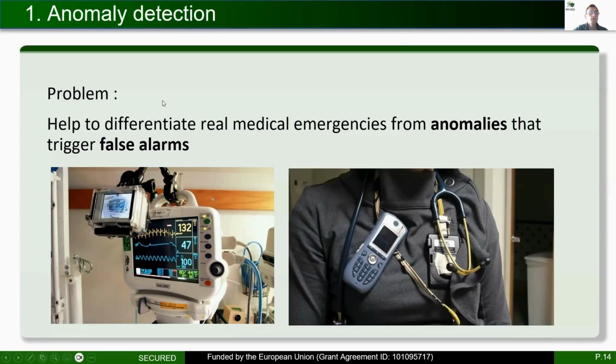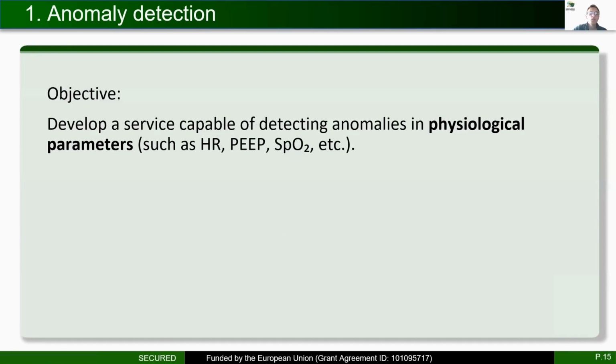So I will now introduce the particular use case applications. The first one is anomaly detection, where we have seen that there is a general problem for the nurses caring for the patients: differentiating real medical emergencies from just anomalies that trigger false alarms. Here the objective is to develop a service that is capable of detecting anomalies in physiological parameters like heart rate, respiratory rate, and the different ones that we measure.